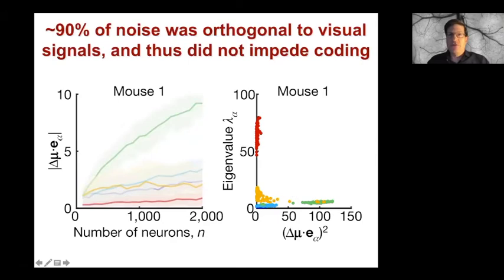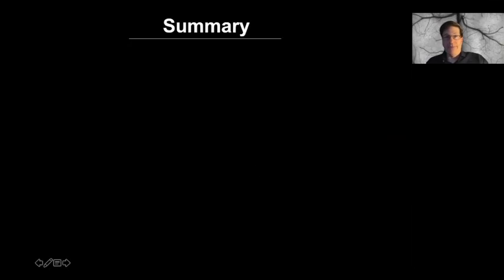In this case, it was the third largest mode, and in some mice, it also was the second. Overall, about 90% of the noise that we found was in fact orthogonal to the direction in which visual signals were encoded, and thus this noise did not impede the representation of the stimuli.